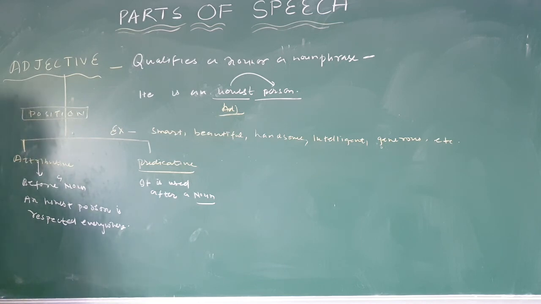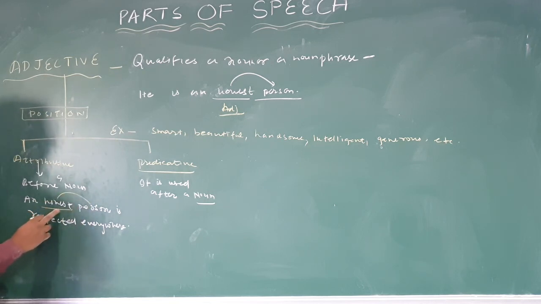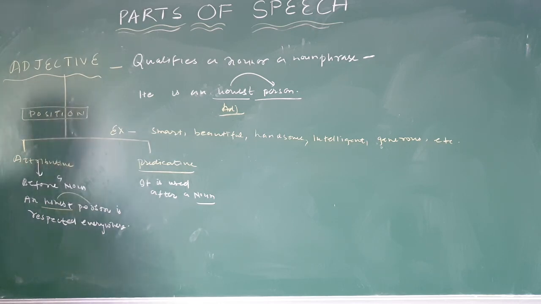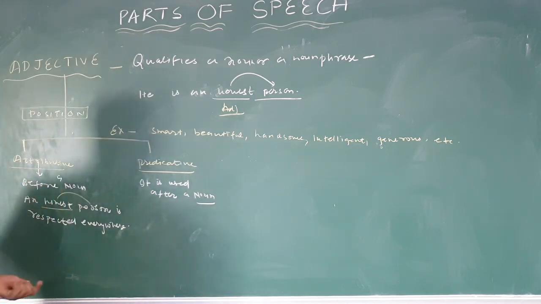An honest person is respected everywhere. So here, honest is qualifying a person and it is preceding a noun. Preceding means coming before a noun. So here we can say honest is an adjective, used attributively. Now, this honest is an attributive adjective because it is preceding a noun, or coming before a noun.